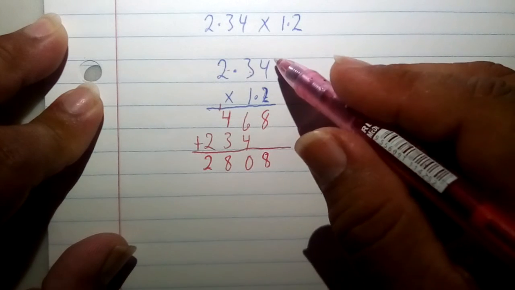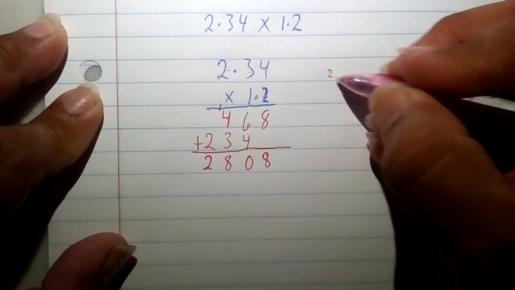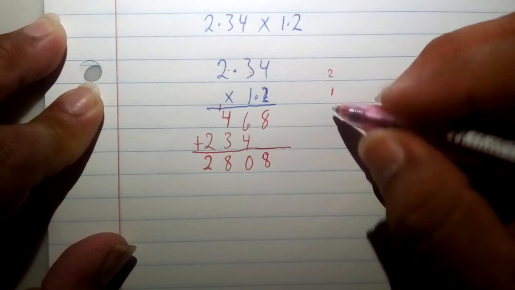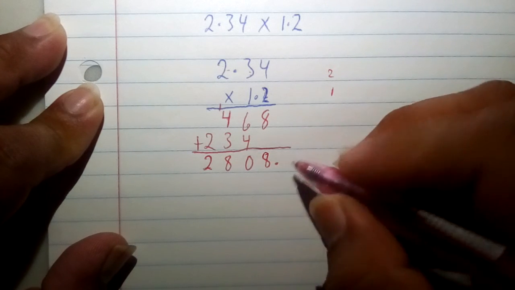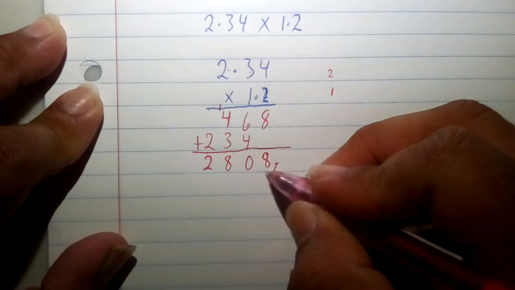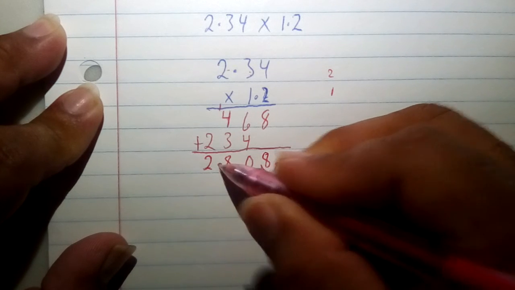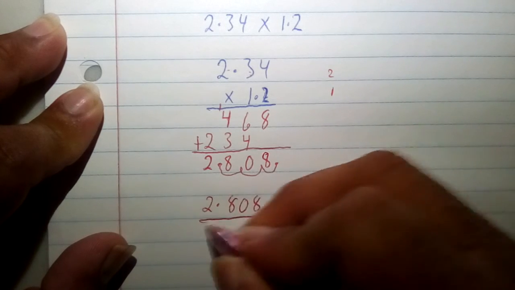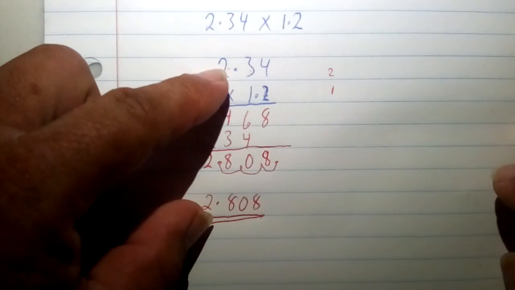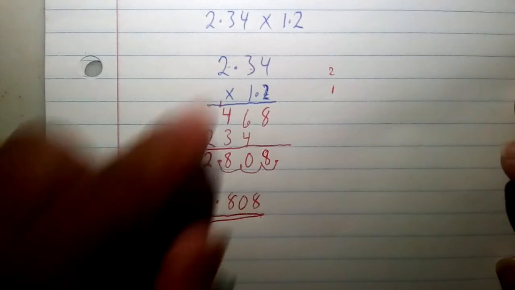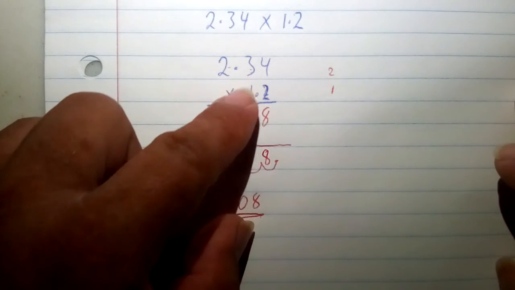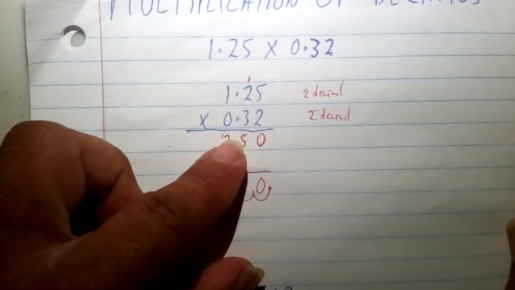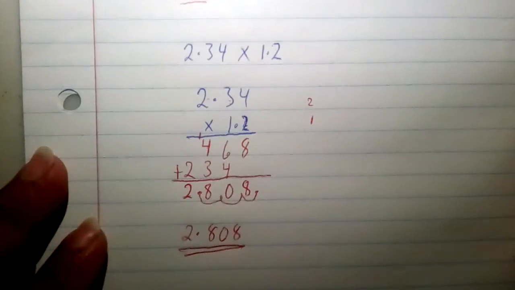How many decimals do we have to the right here? We have 2 here to the right, and we have 1 here to the right. Therefore, we have a total of 3 decimals to the right. So we need to come here now, put our decimal, and move it 3 places. 1, 2, 3. So our solution is 2.808. That's our solution when we multiply this number and this number. So we have multiplied a number with 2 decimals and a number with 1 decimal. Okay, so this is the trend.